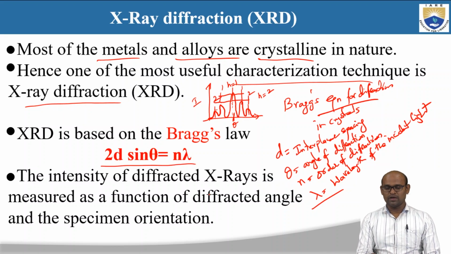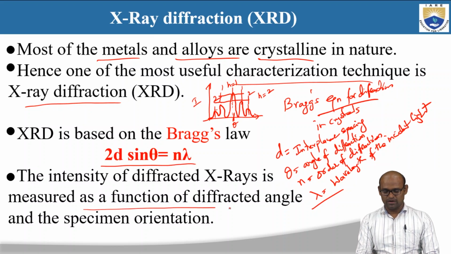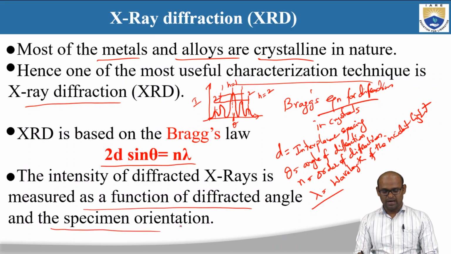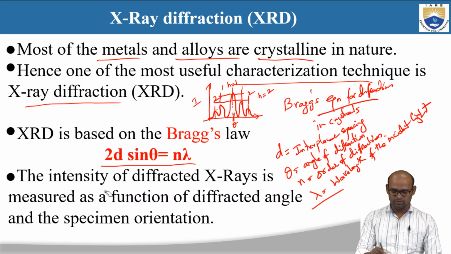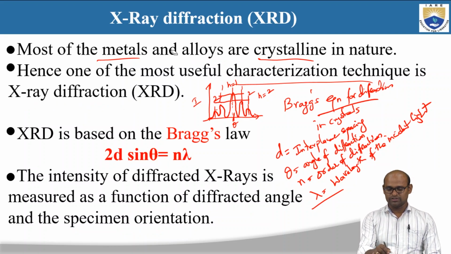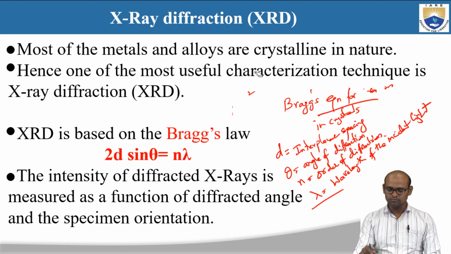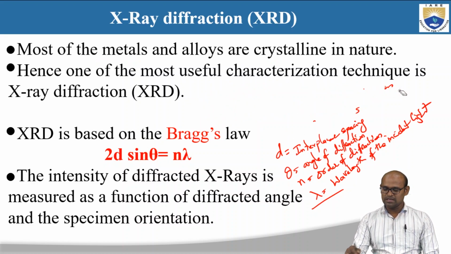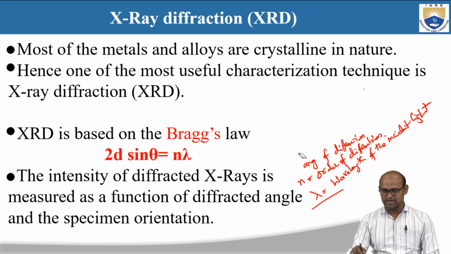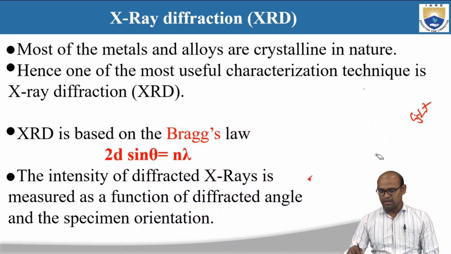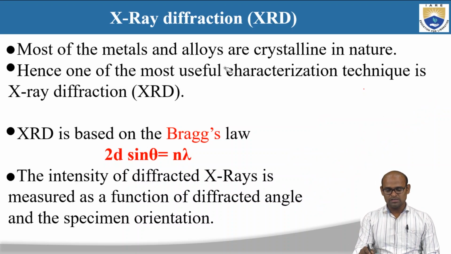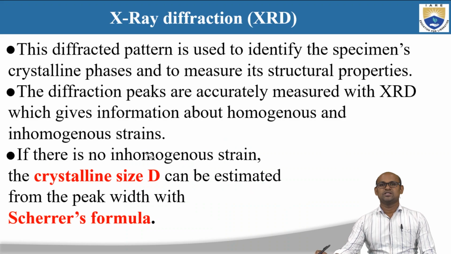The intensity of diffracted X-rays is measured as a function of the diffracted angle and the specimen orientation. That is how we can find out the order of the diffraction by plotting intensity versus angle. If there is any diffraction, Bragg's equation 2d sin theta equal to n lambda will be satisfied, and we will also find out whether the diffraction is first order or second order.